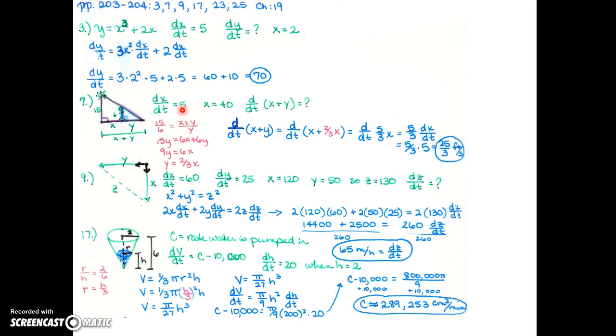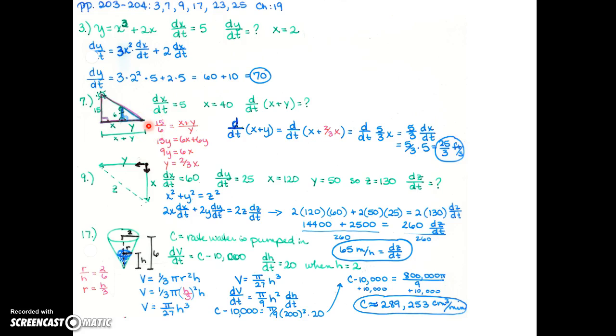How fast is the tip of his shadow moving? Well, I called the distance of the shadow y, so that if we combine this total distance here, x plus y, that would be the rate of change of the tip of his shadow. So the distance from the pole to the end of the shadow, we want to know the rate of change of that. And we want to know it when he is 40 feet from the pole, so when x is equal to 40. So the only things that we know are dx/dt and x, and we want to know the rate of change of this total distance, x plus y.